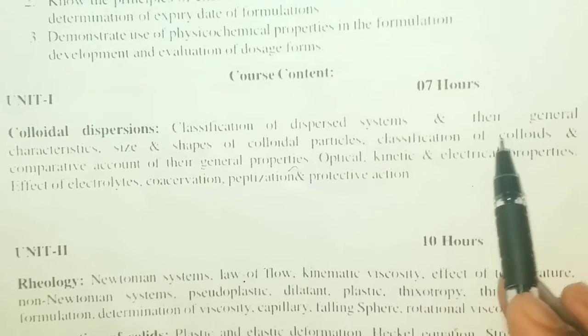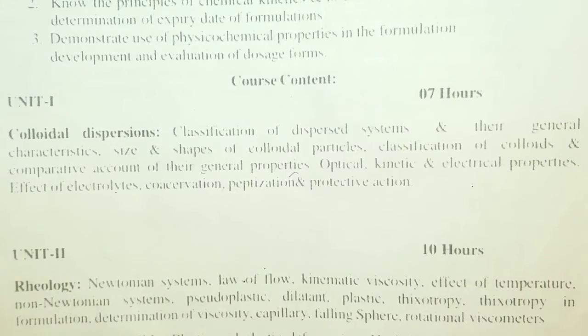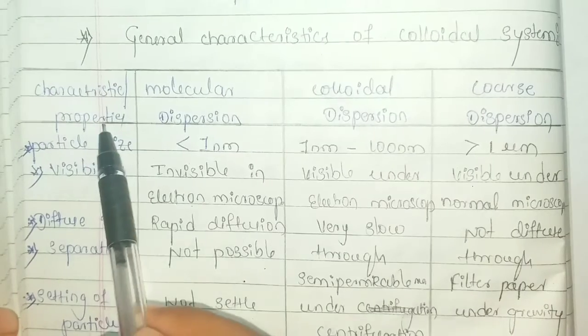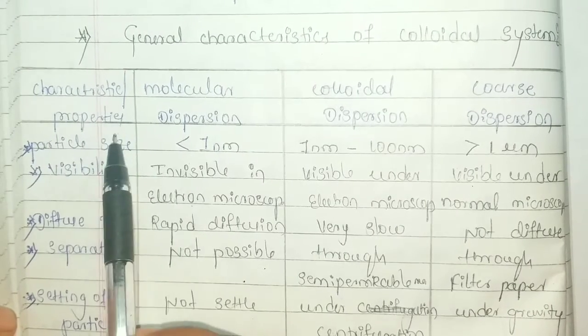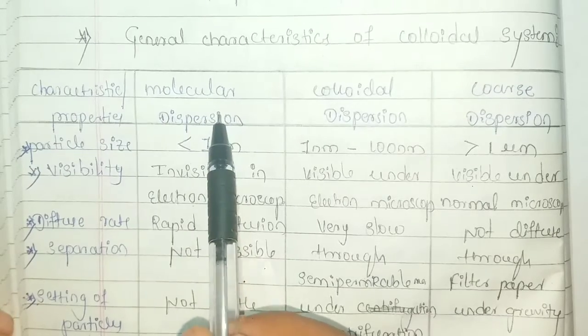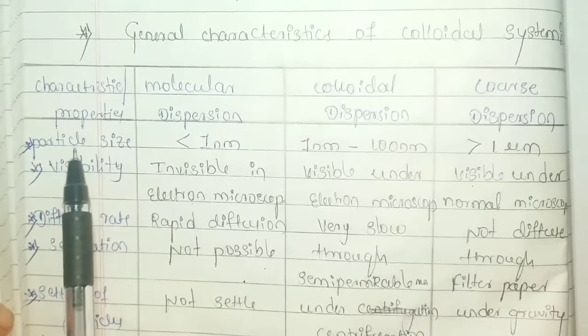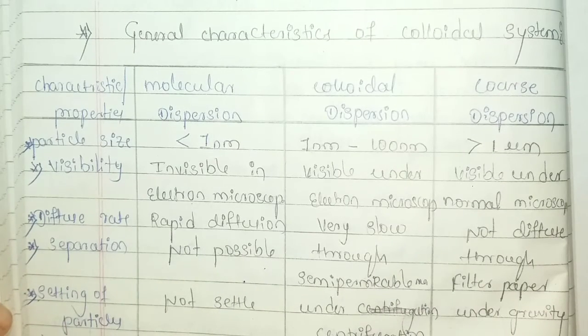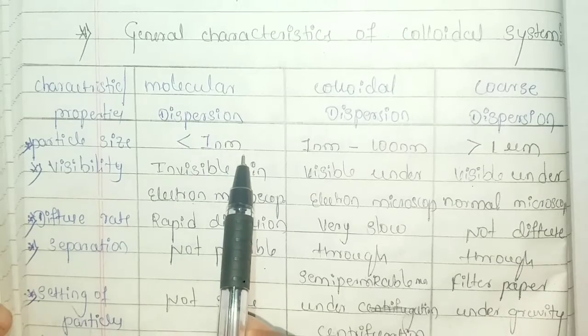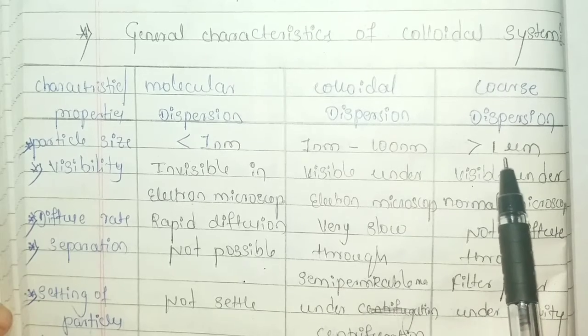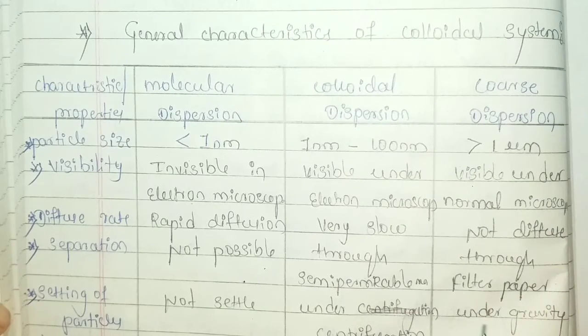The second topic is their general characteristics. What are the general characteristics of this colloidal system? This column lists the characteristics or properties of the molecular dispersion, colloidal dispersion and coarse dispersion. First, the particle size. All these dispersions depend only upon the particle size. The particle size is less than 1 nanometer, then 1 nanometer to 100 nanometers, then 1 micrometer, and greater than 1 micrometer.